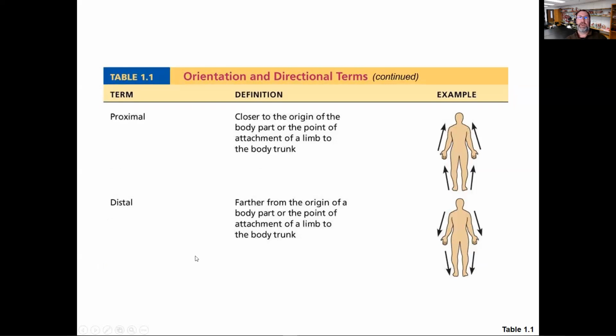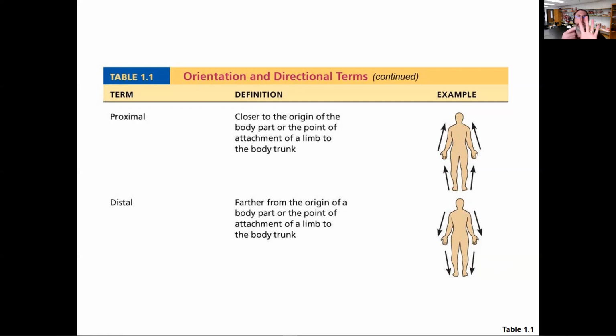Proximal and distal are terms that are reserved for the arms and legs. When we see proximal, we think about the connection where an arm connects into what we'll come to know as the axial skeleton, the core of the body. Where that arm or leg attaches to the body is most proximal. The furthest point away, out at the tip of a finger or the tip of a toe, is distal. And so this conversation is relational too.